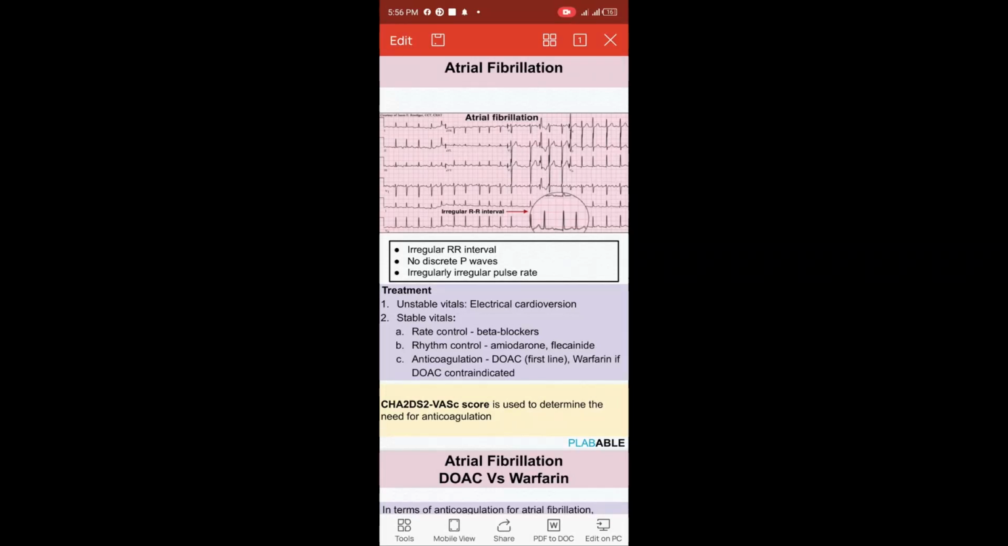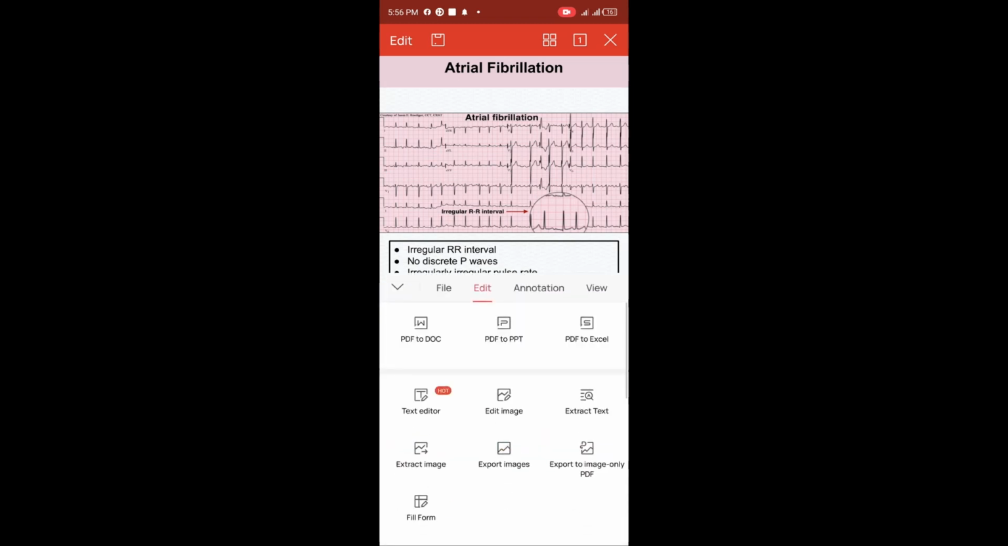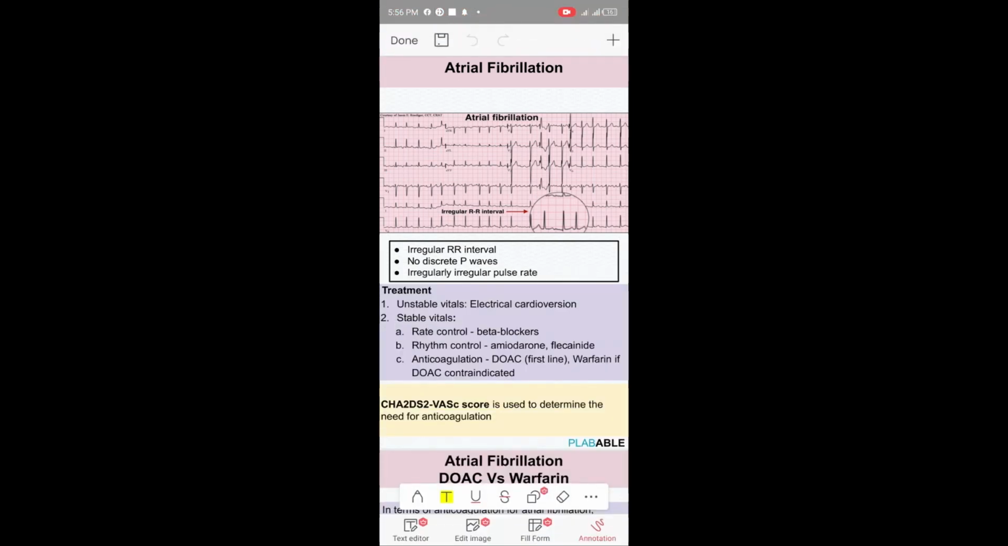Going to start with the second portion of the cardiology, starting from atrial fibrillation. In atrial fibrillation, here you can see on the ECG there is an irregular RR interval, and there is no P wave. You can see clearly that the P is missing, and the R is irregular. If you feel the pulse of this patient, it is going to be irregular.